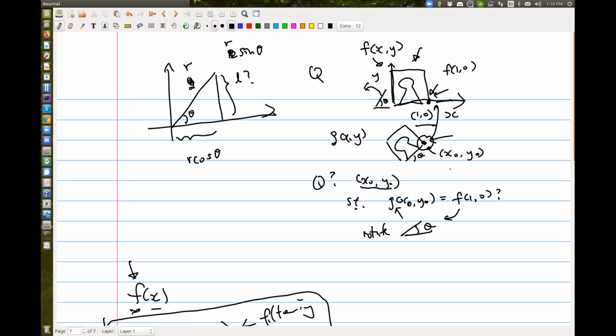Rotate counterclockwise. The convention in geometry is that theta, when positive, is counterclockwise, and clockwise is negative.